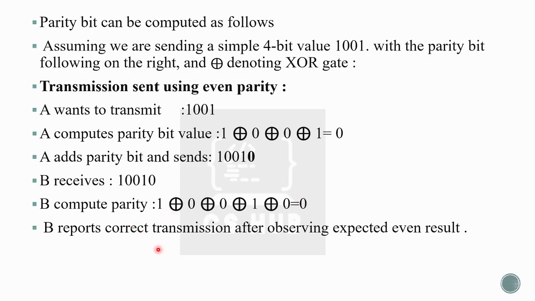B reports correct transmission after observing the expected even result, which means B knows that in our result only two ones are here, right? For two ones, we have to add 0 as our parity bit to make it an even number, and B got 0 as its parity bit. So B reports the correct transmission after observing the expected even result. Okay, consider the next case.